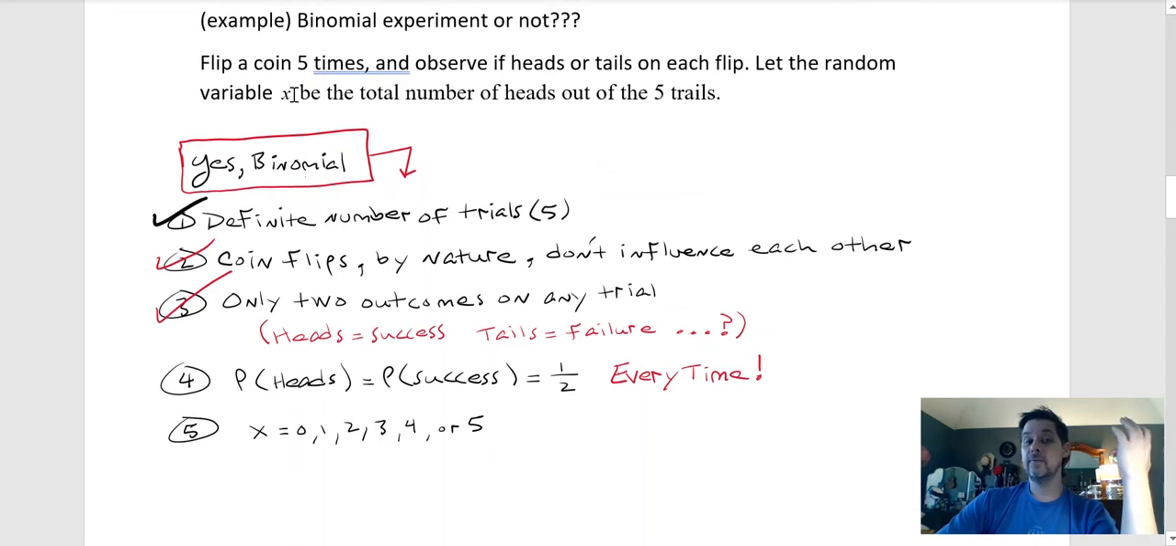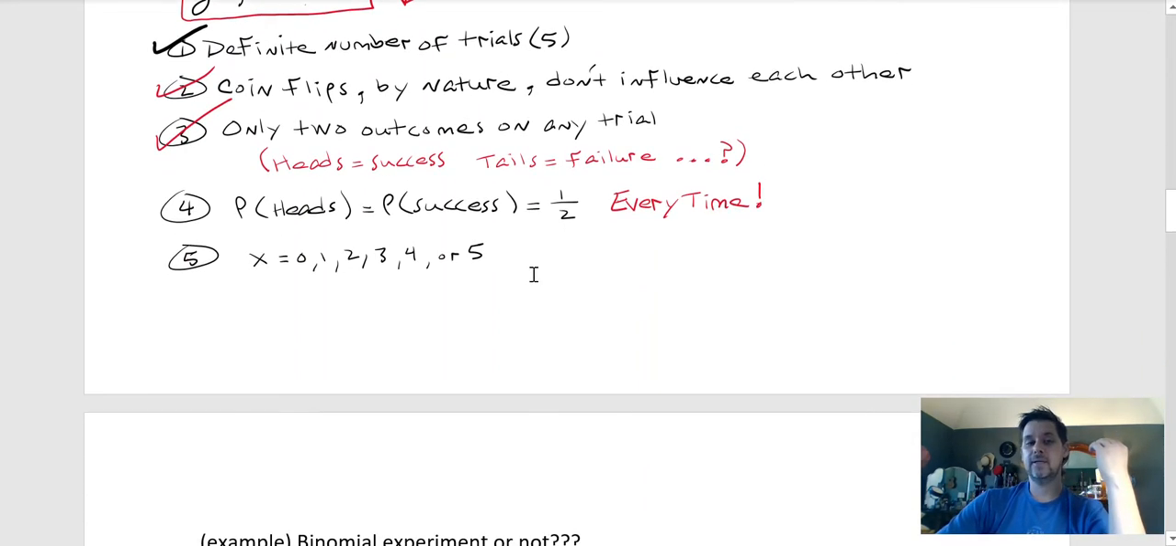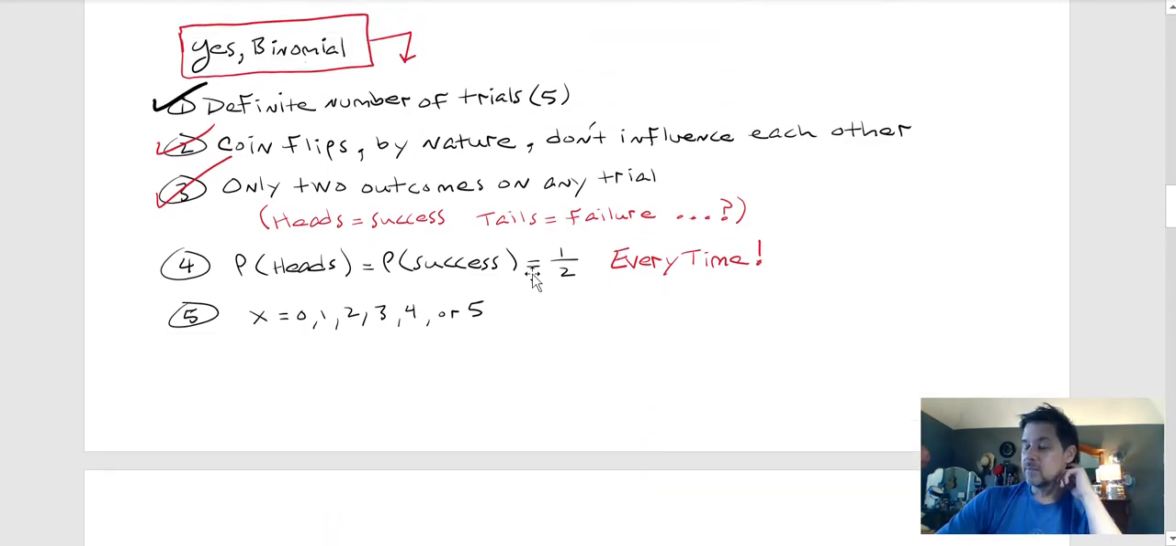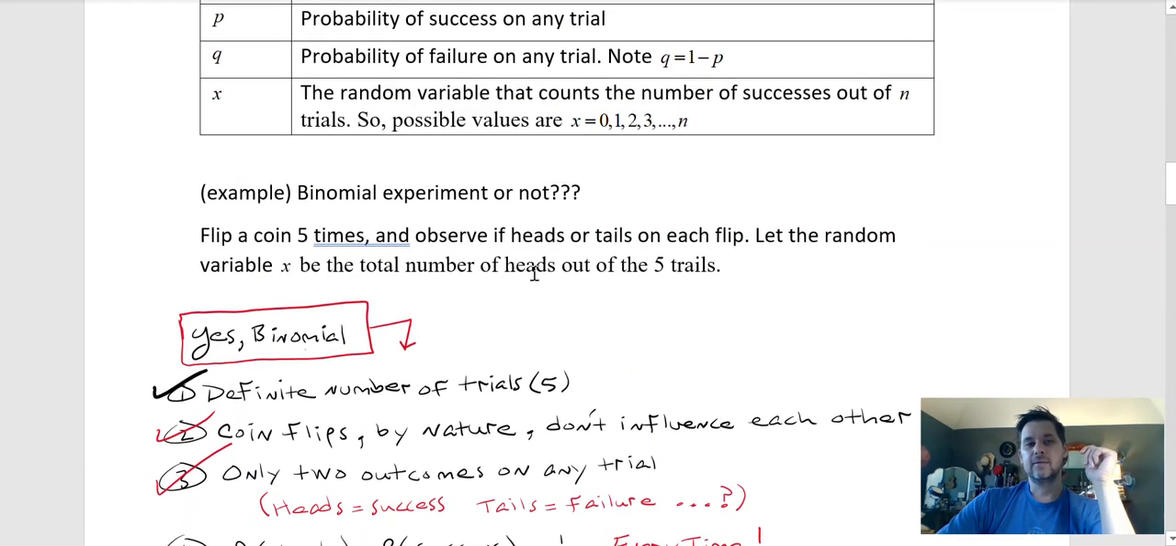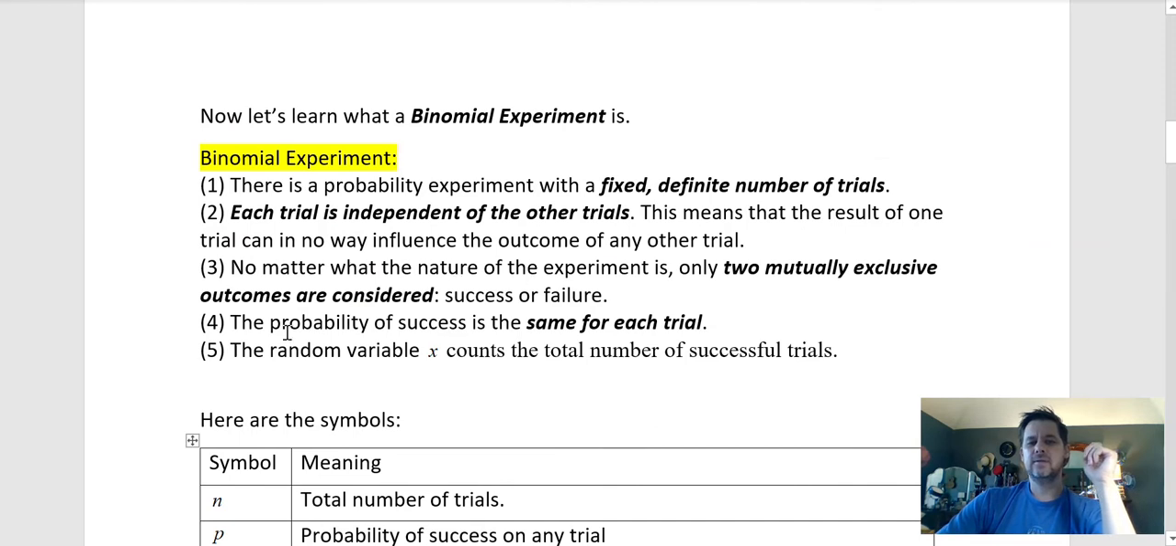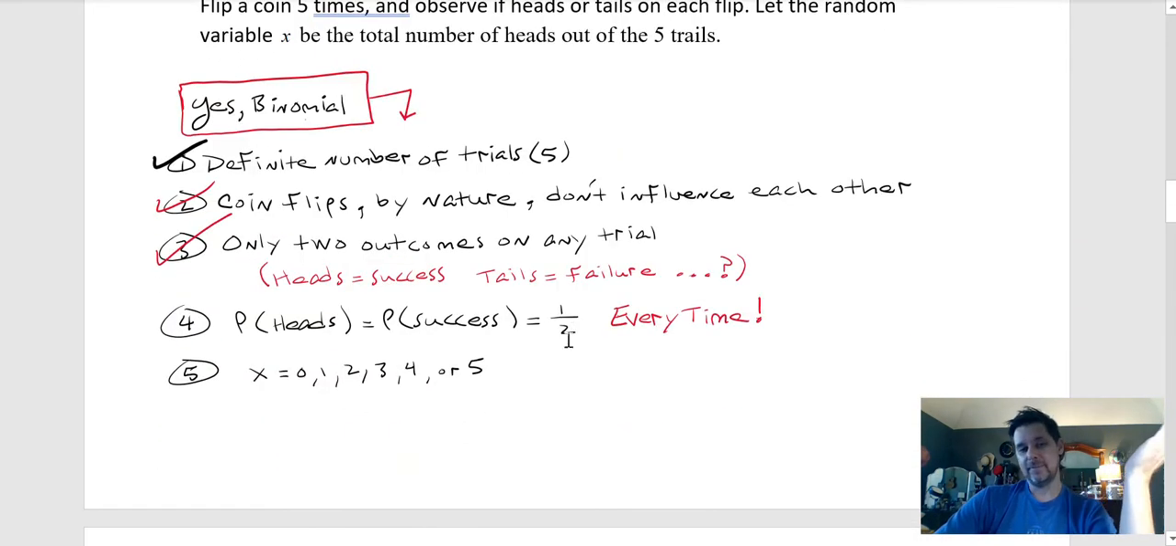And maybe the random variable counting the total number of heads out of the 5 trials implies that. All right. Now, what was the next thing that has to happen? Is the probability of success, however you're defining it, the same for each trial? Well, yeah, you flip a coin over and over. It's going to be 1/2 as the probability of heads every time. So yeah, it's not changing. Okay. And so yes, it satisfies all those things.